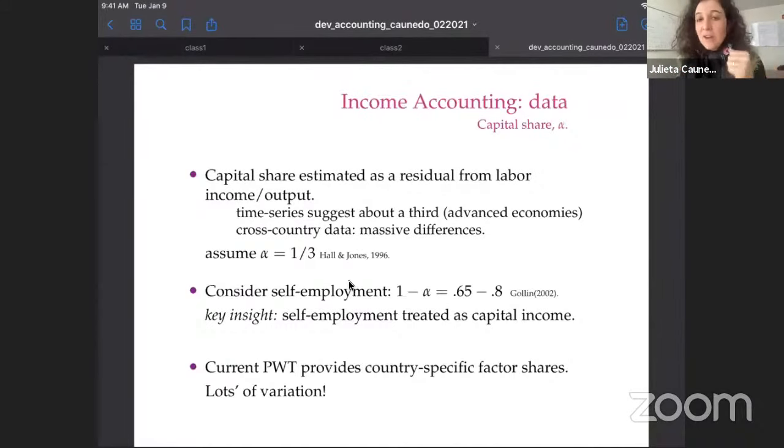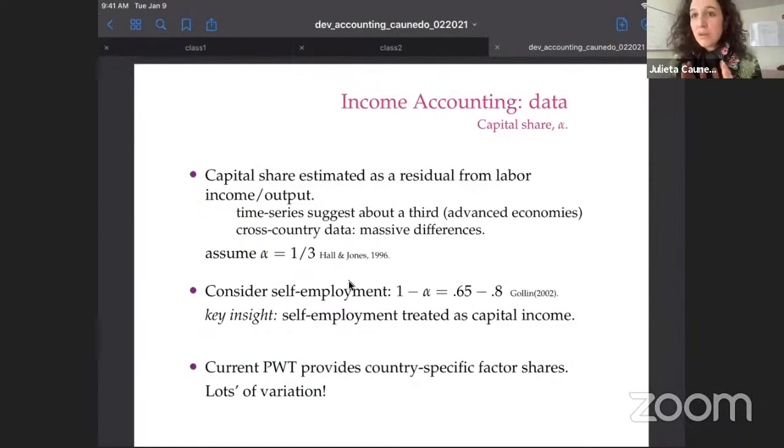Now, Doug Gollin, our esteemed Doug Gollin, who should be somewhere in the audience, had an influential paper where he said, well, the issue is that you really need to consider self-employment. And in national accounts, typically self-employment is treated as capital income. So once you adjust for self-employment, which happens to be disproportionately more prevalent in poor countries, then you get a labor share that varies between two thirds and 0.8. And the capital share is gonna go between one third and 0.2.